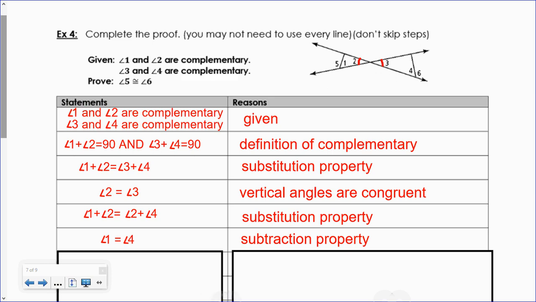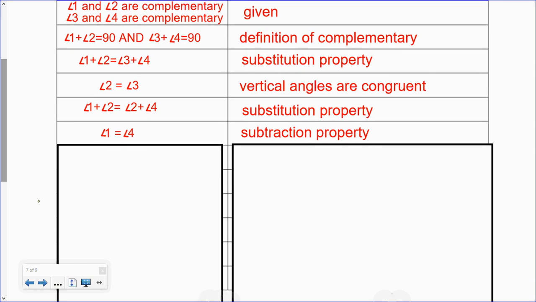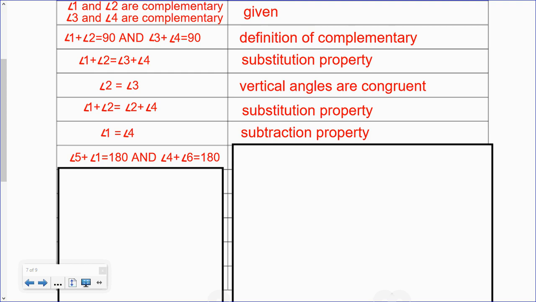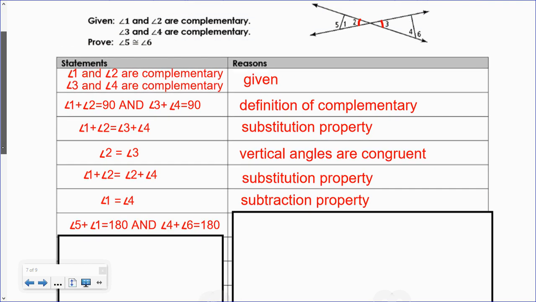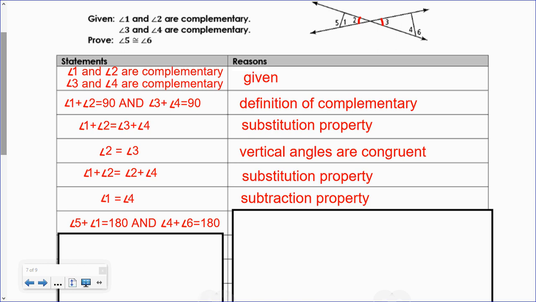We've used everything that we could based off of our given and the vertical angles. Now I have to bring 5 and 6 into the picture. How can I do that? 1 plus 5 equals 180 degrees. Okay, 1 plus 5 is equal to 180, but what else? 4 plus 6. Do you guys see that in the picture? 5 and 1 added together would be 180, and so would 4 and 6, bringing in the things that I need for the proof. How would I know that?